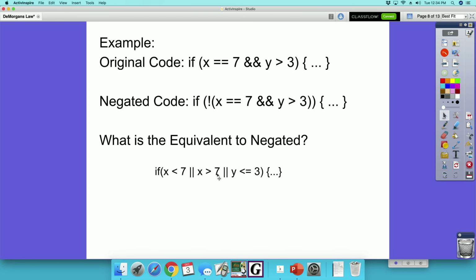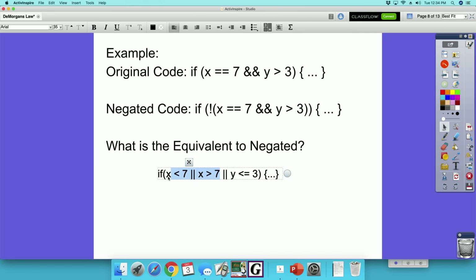So this part here was the negation of x equal to 7. Not and is or, and now this part is the negation of y greater than 3.